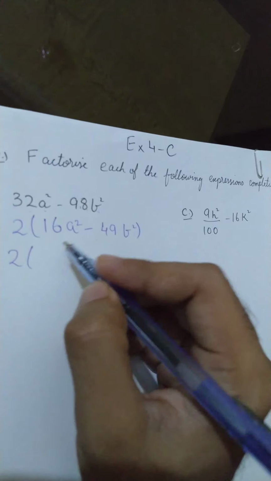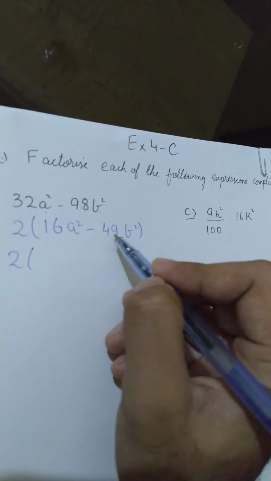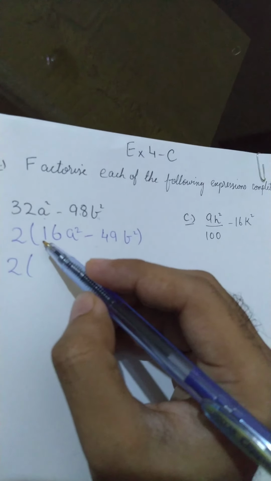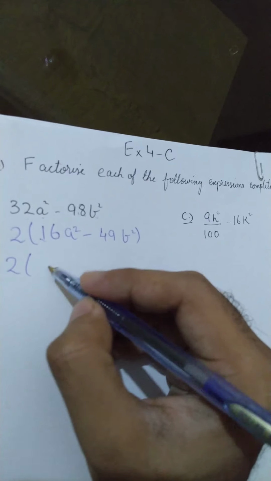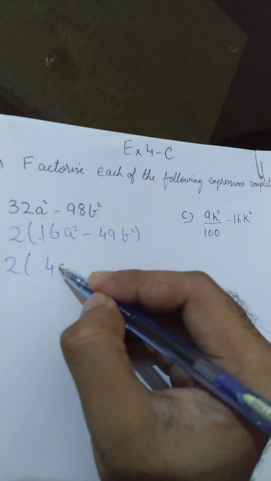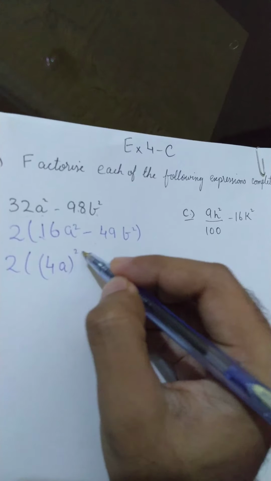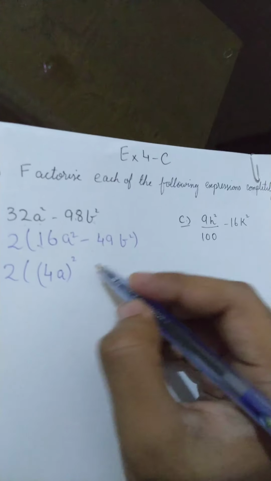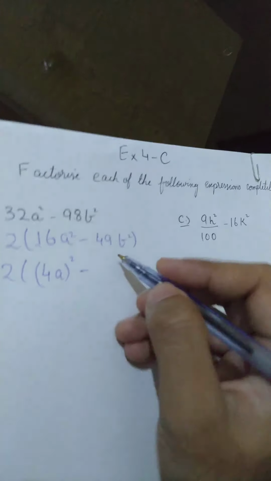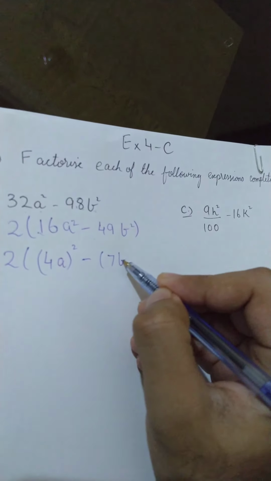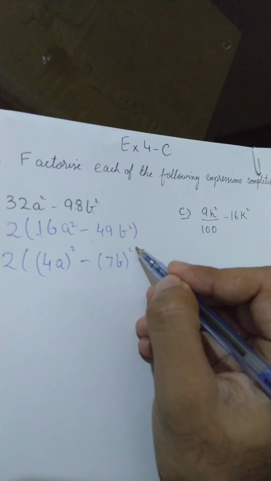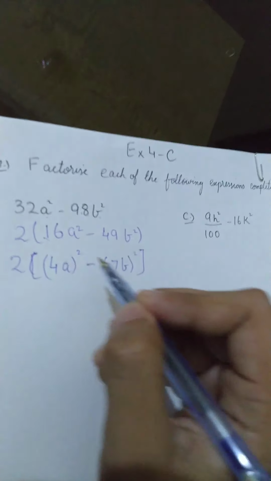2 is outside. Now in a square minus b square, I have to find my a. A will be given by the first number. Which number will give me the square of 16? It is very easy, 4. And if I take the square of this whole value, it will give me 16a square. Same goes here, minus 49, 7 is the square root of 49, and the square of b will be b square. Easy.